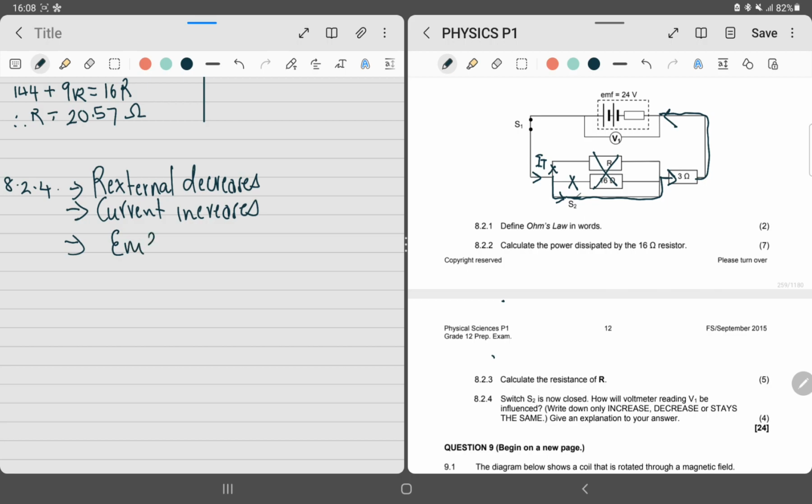From this equation, you know that EMF equals I times the R external plus I multiplied by the internal resistance. The EMF and the internal resistance do not change. So when the current increases, it means that V internal should go up and then V external should go down. Therefore, V1 should what? Decreases. It should decrease.